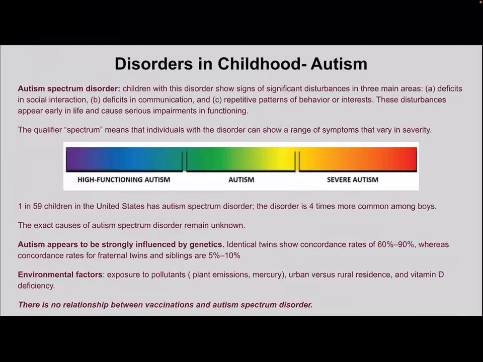It is becoming a lot more diagnosed. It does appear to be strongly influenced by genetics. In fact, identical twins show concordance rates of up to 90%, meaning that if one twin is autistic, there's a 60 to 90% chance that the other one will be as well, which means it's definitely genetic. However, there can be some environmental factors. Research is still going on about that.